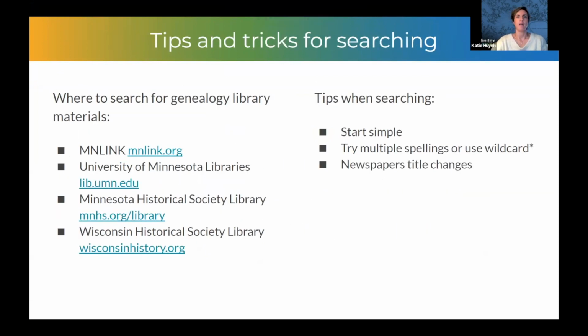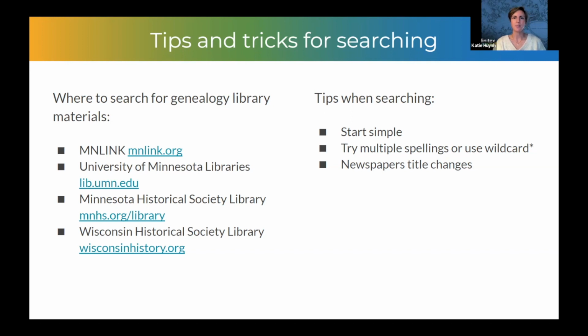Okay. The other option is to go directly to a library catalog. So this is useful if you or the patron knows that a library may have an item. It can also be easier to locate what you're looking for just because the search list will be smaller, since it's one library, not hundreds. So I've included here the University of Minnesota, and then the Minnesota and Wisconsin Historical Society libraries. These are all great places to look for genealogy materials because all these collections hold a lot of those types of materials.